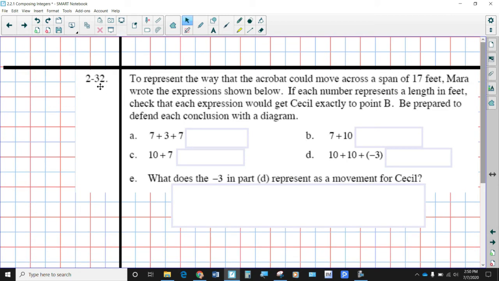Okay, so problem number 32. To represent the way that an acrobat could move across a span of 17 feet, Mara wrote the expressions below. If each number represents a length in feet, check that each expression would get Cecil exactly to point B. Be prepared to defend each conclusion with a diagram. So go ahead and copy these down and determine, would you, if your tightrope was 17 feet, would you get to the other side with each one of these expressions?